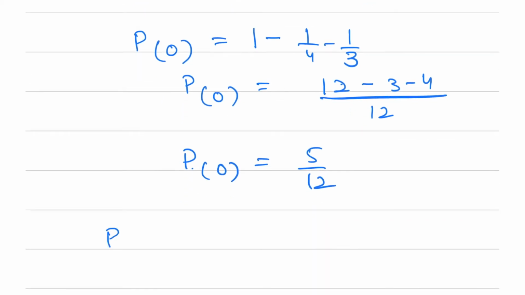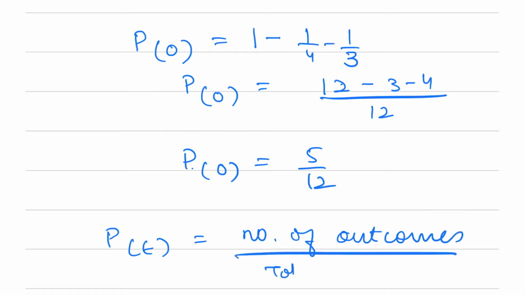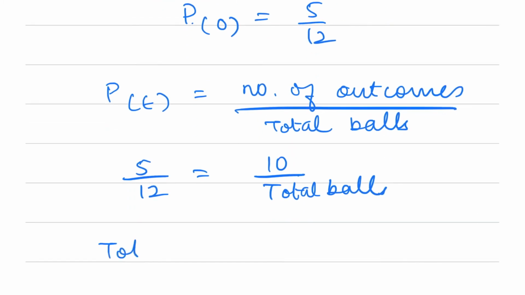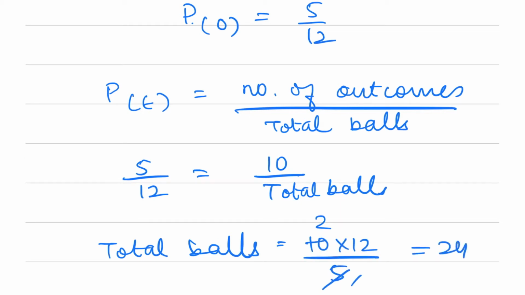Now we know probability of an event is equal to number of outcomes by total number of outcomes, like total balls I can say. Probability of orange ball is given as 5 by 12 and orange balls are 10, and by total balls. So total balls is equal to 10 into 12 by 5, so 24 balls. So that's the answer.